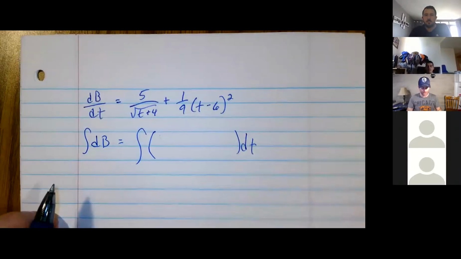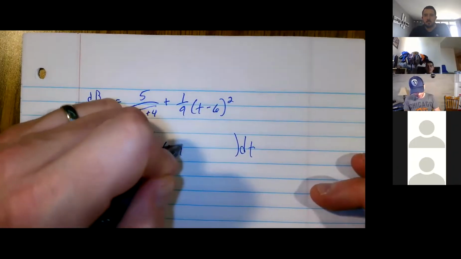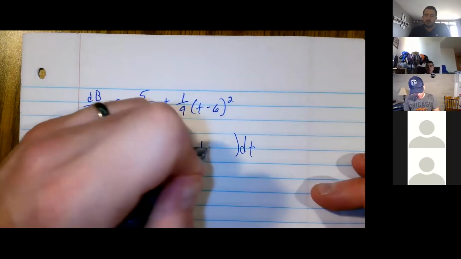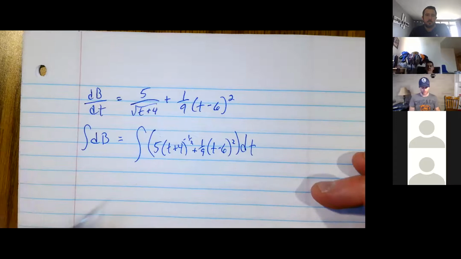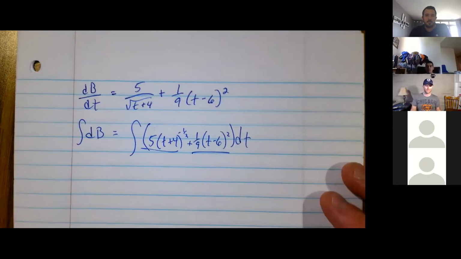Now I'm going to rewrite this as 5 times the quantity t plus 4 to the negative 1/2, plus 1/9 t minus 6 squared. Now I have 2 different things added together, so I'm actually going to do this as 2 separate integrals.